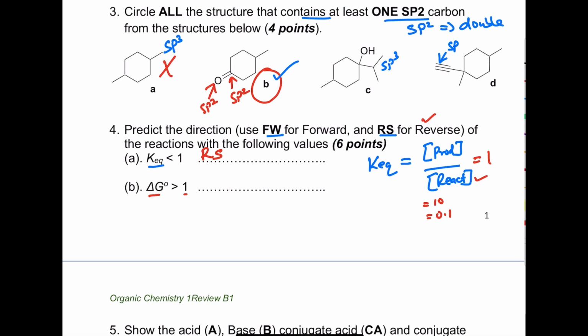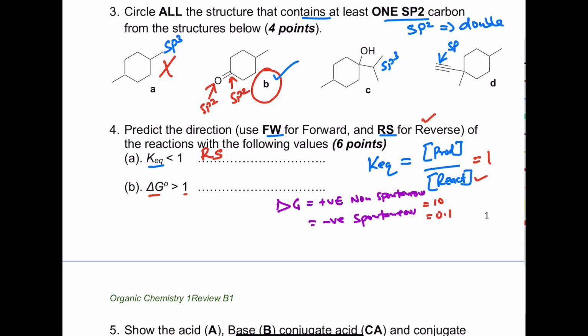Now delta G is the change in Gibbs free energy. When the value of delta G is positive, we say that reaction is non-spontaneous, and therefore that reaction will require energy for it to move forward. If the value of delta G is negative, then we say that's a spontaneous reaction, and it will occur without the need of external energy to drive the reaction.